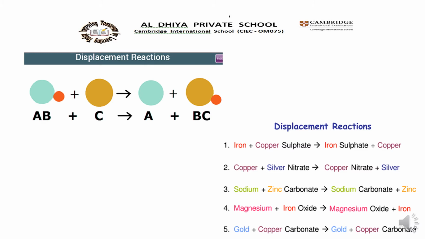Iron reacts with the copper sulfate to form iron sulfate plus copper. When copper is combined with the silver nitrate solution, copper nitrate and silver will form. When sodium is combined with the zinc carbonate, sodium carbonate plus zinc. Magnesium combined with the iron oxide, magnesium oxide and iron will form. Gold and copper carbonate combine together to form gold plus copper carbonate.